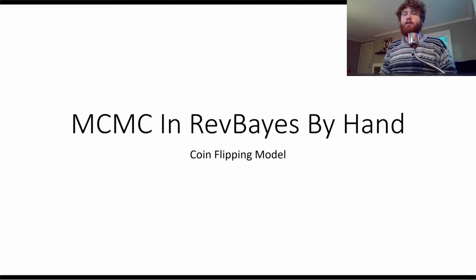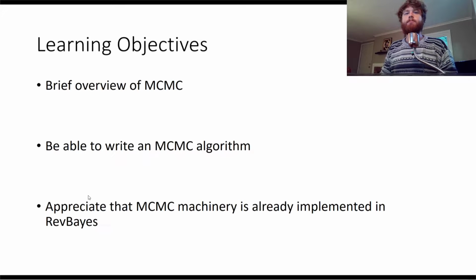Hello, today we're going to be doing MCMC in RevBayes, and we are going to be writing some functions by hand to perform this Markov chain Monte Carlo analysis. And we are going to be using it to look at our coin flipping model that we introduced in the last video. So our learning objectives for this video.